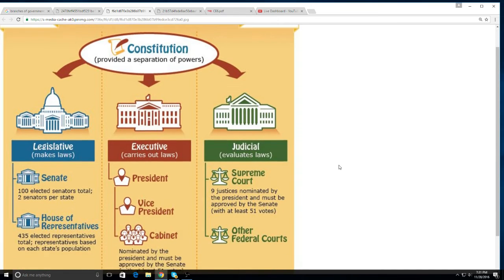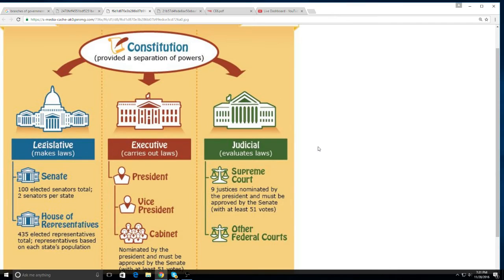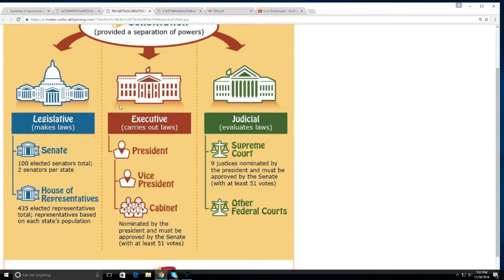So this is our basic separation of powers. The first test is mainly going to focus just on the fact that we have three different branches and how they work independently from each other. So we've got the legislative, executive, judicial. The reason we usually do them in this order is because in the Constitution we have Article 1, Article 2, Article 3.